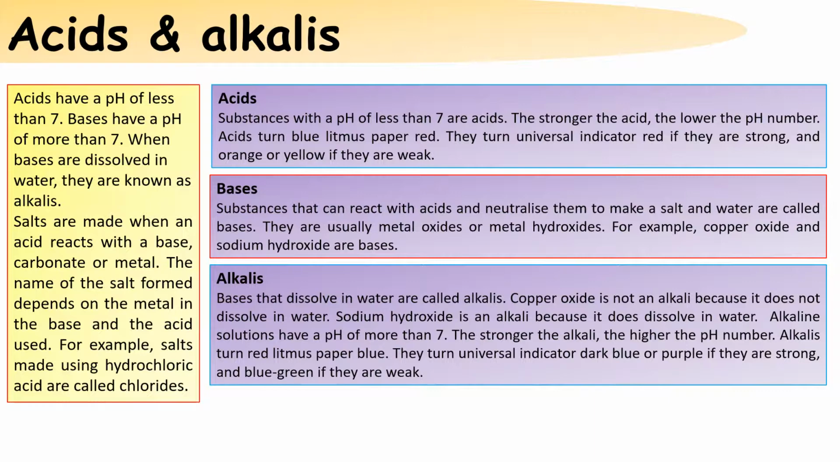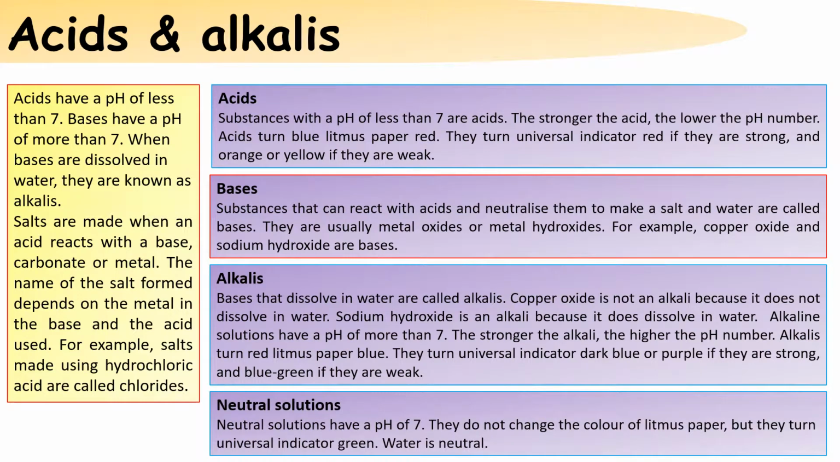Alkali substances have a pH more than 7. The stronger the alkali, the higher the pH number. Alkalis turn red litmus paper blue. They turn universal indicator dark blue or purple if they are strong, and green and blue if they are weak. Neutral solutions have a pH of 7. They do not change the colour of litmus paper but turn universal indicator green. For example, water is neutral.